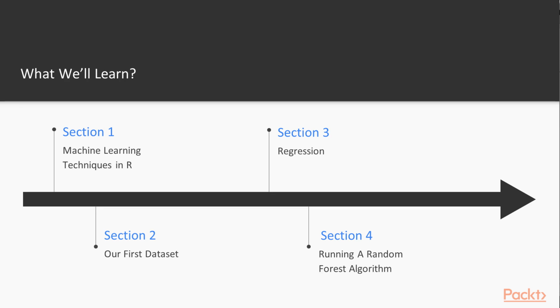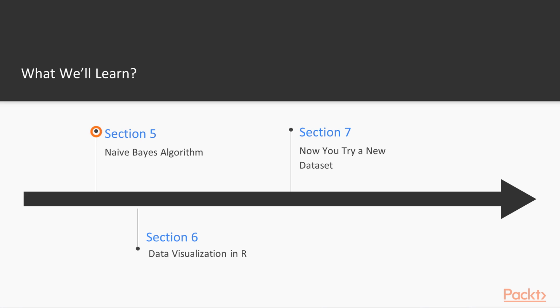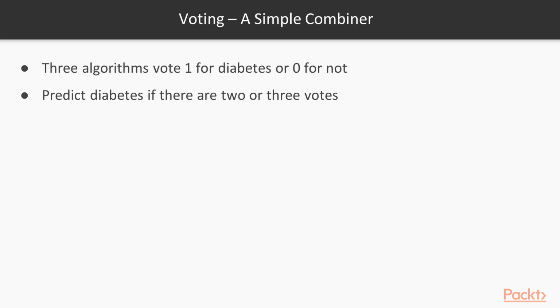After that, we'll run two useful machine learning algorithms on our data. First, decision trees and their generalization, random forests, then naive Bayes. I'll also discuss ensemble methods, how to combine the results of different algorithms to improve performance.